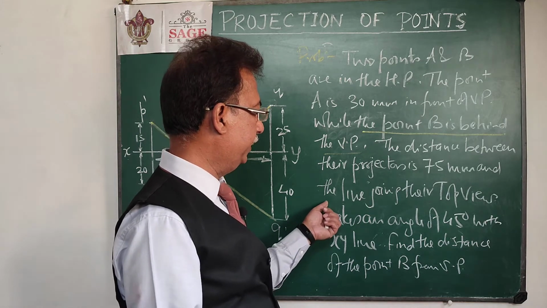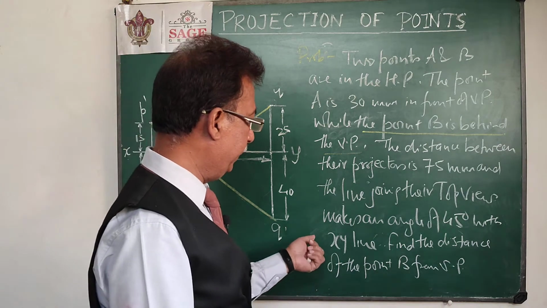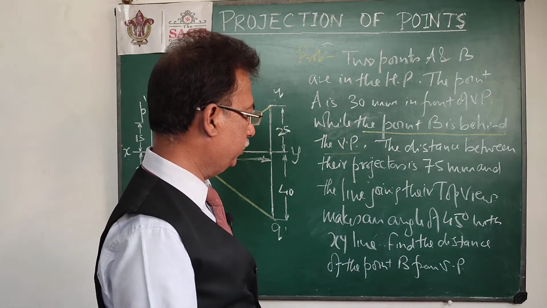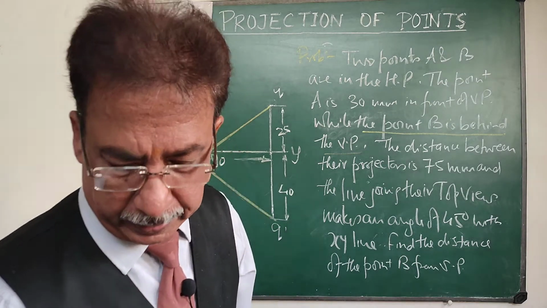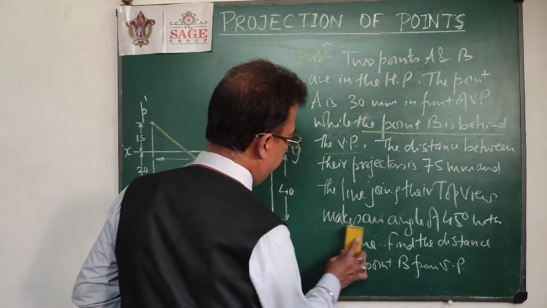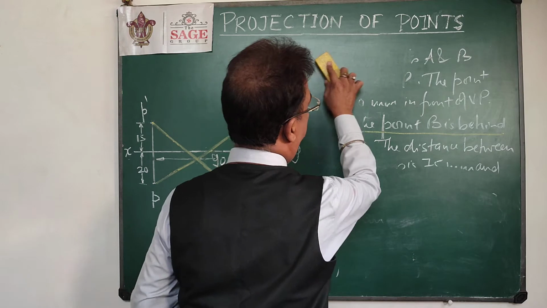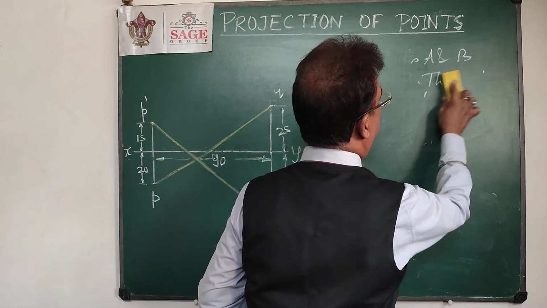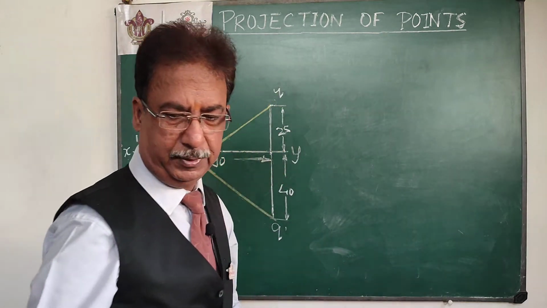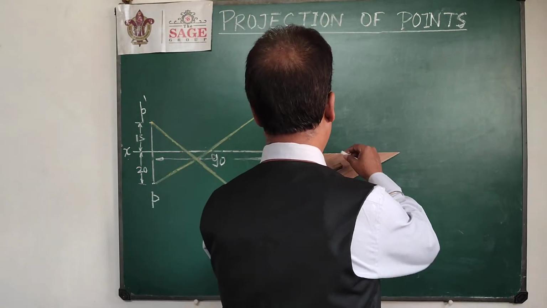And finally they say that the line joining the top views of A and B, that is small ab, makes an angle of 45 degrees with the reference line. So we have to draw the projection. We will start again. As you know, the first point A will be completely given, so I will start with the point A. Normally whenever 2 points are given, we should start with the point that is completely given, or maybe alphabetically. Sometimes the point A will be the first alphabet, so we will start with A.